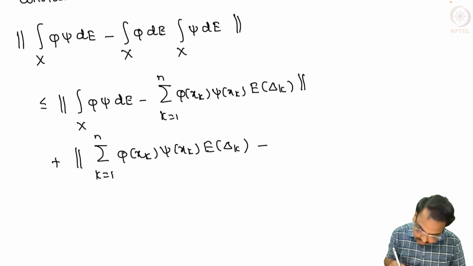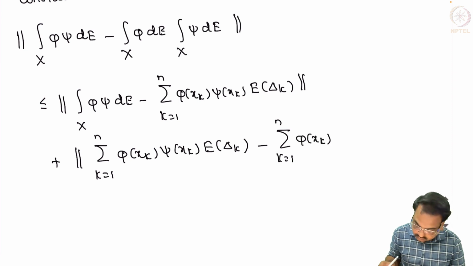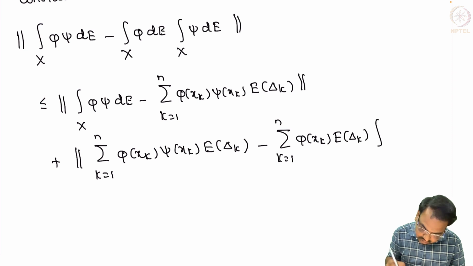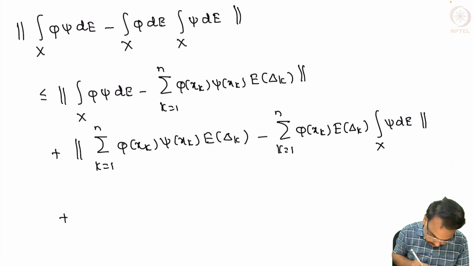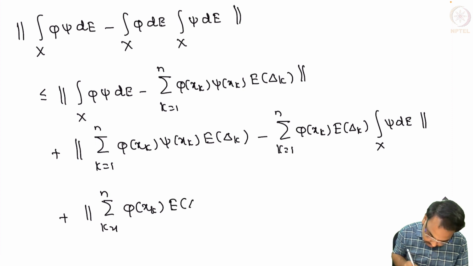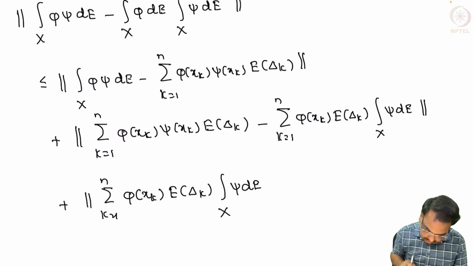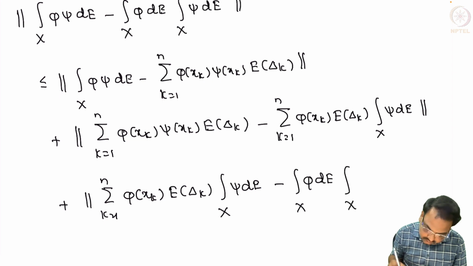And now here we are adding summation k equal to 1 to n phi(xk) E(Δk) times the integration over psi dE, plus the integral of summation k equal to 1 to n phi(xk) E(Δk) times the integration over psi dE, minus the integral over X of phi dE times the integral over X of psi dE.